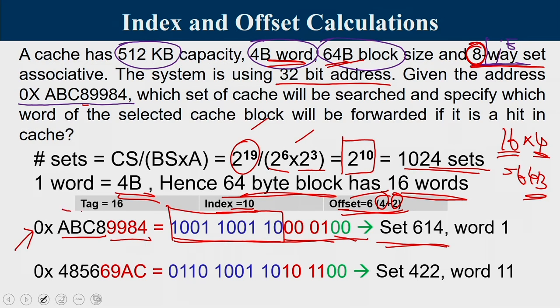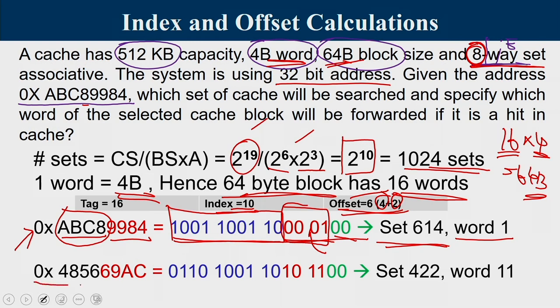So, this is your tag. If these 16 bits are stored in one of those 8 lines, and you find a tag match, it is called a hit. If it is a hit, then extract word number 1. How did you get word number 1? These 4 bits, given in red, tell you the word number. There are 16 words possible, ranging from 0000 all the way up to 1111.